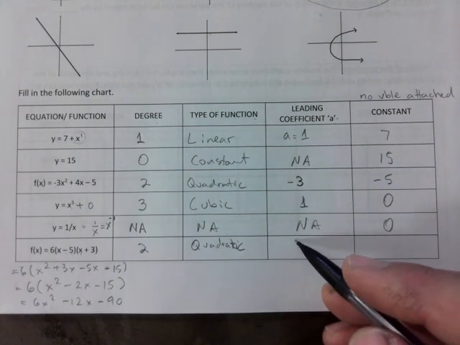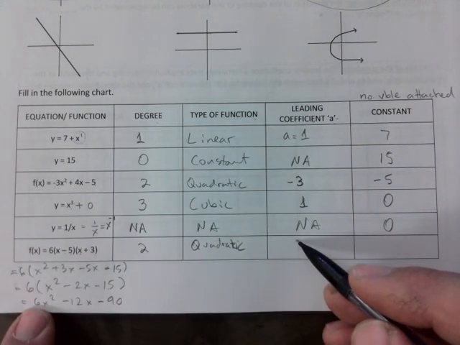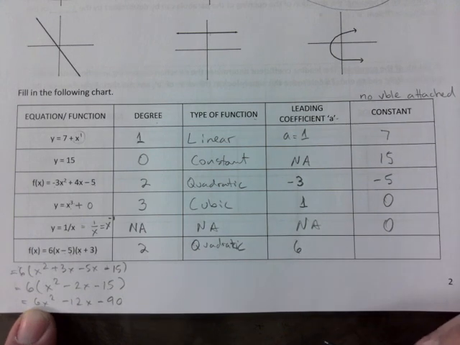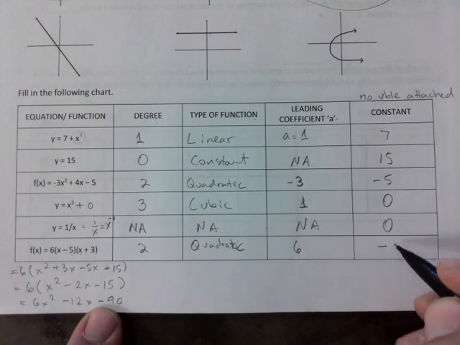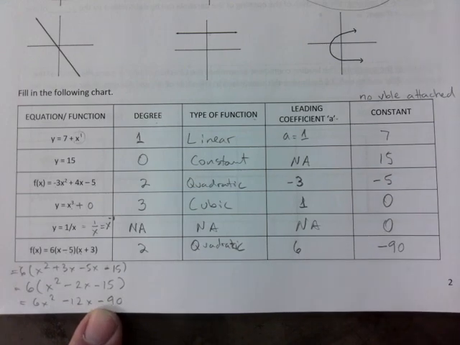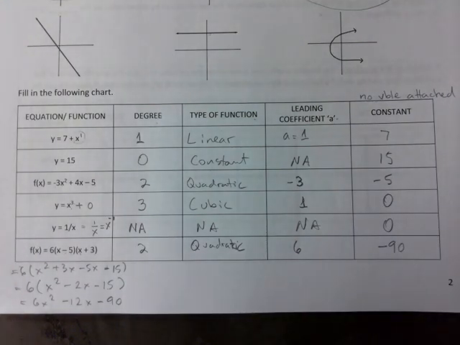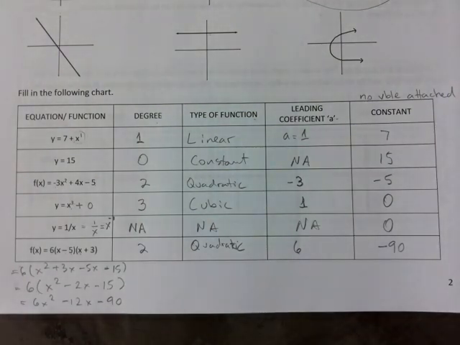A leading coefficient, what would that be? It would be 6, right? 6, because 6x squared, and the constant is -90. So you can only answer that once it's all laid out like that. Let's keep going.